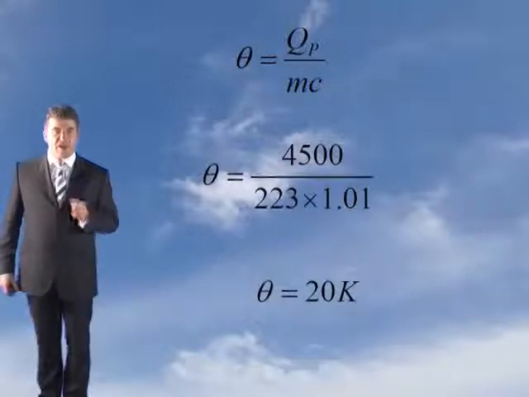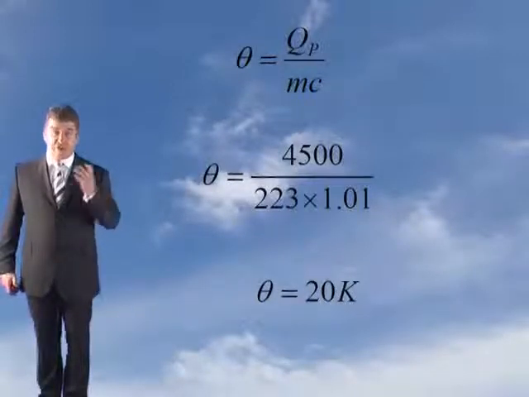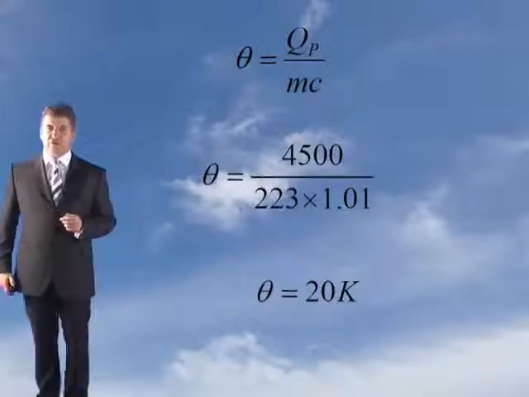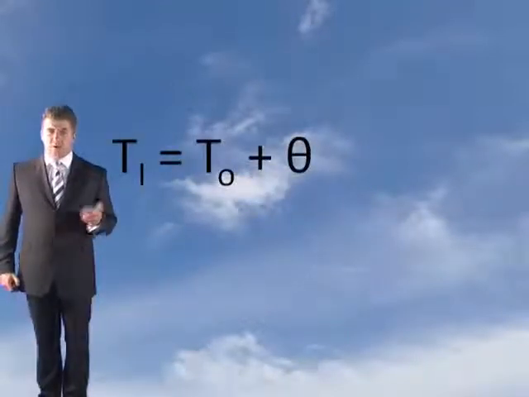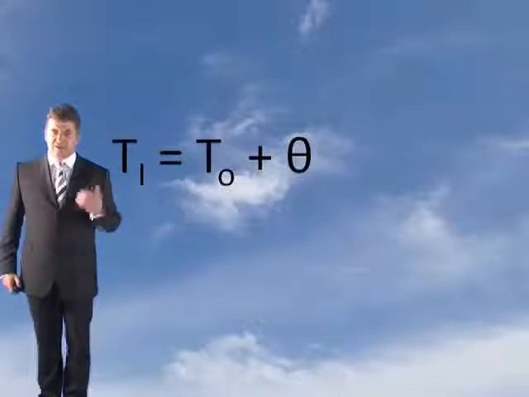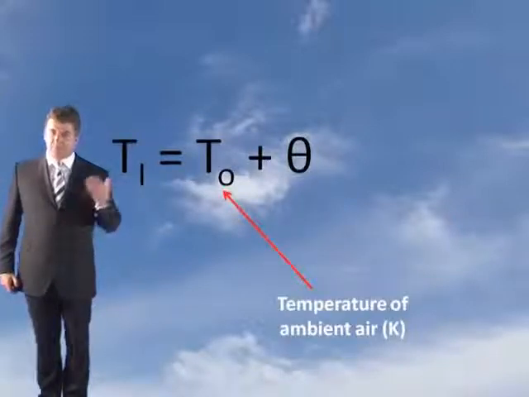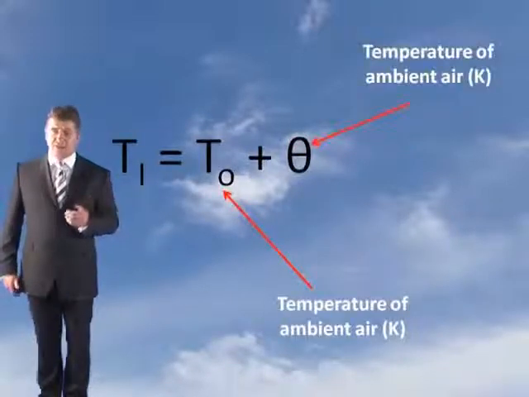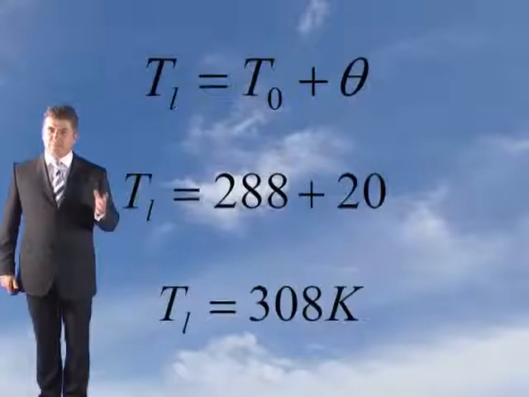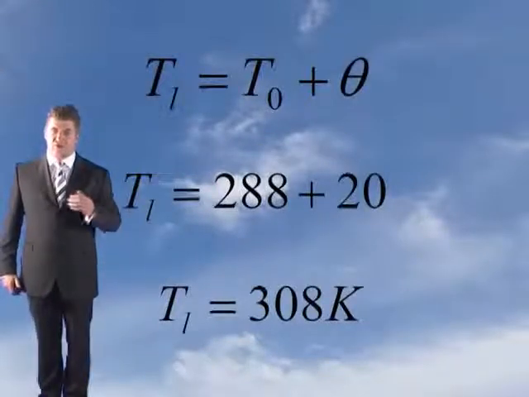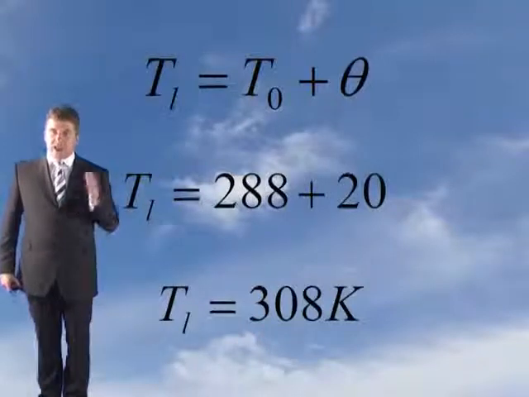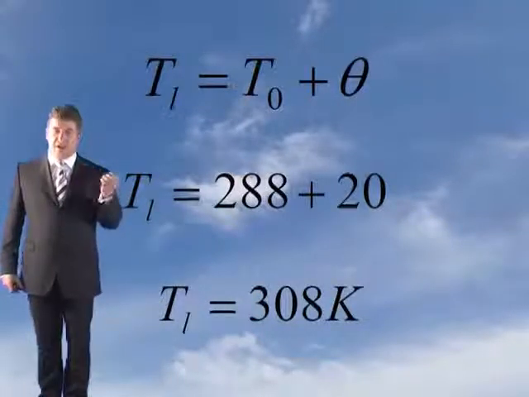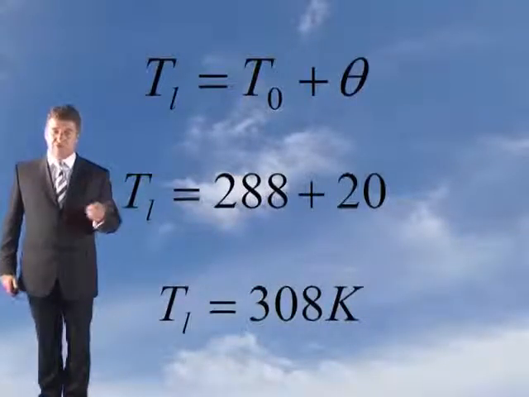We know the theta value, but now we need to know the absolute average temperature of the gases. And this is a formula you should have applied: TL equals T0 plus theta, where T0 is your temperature of ambient air and theta is your temperature increase. This would have given you an absolute average temperature of the smoke of 308 degrees Kelvin. So that's what we needed to know. We need to know the theta value and the absolute temperature of the gases.